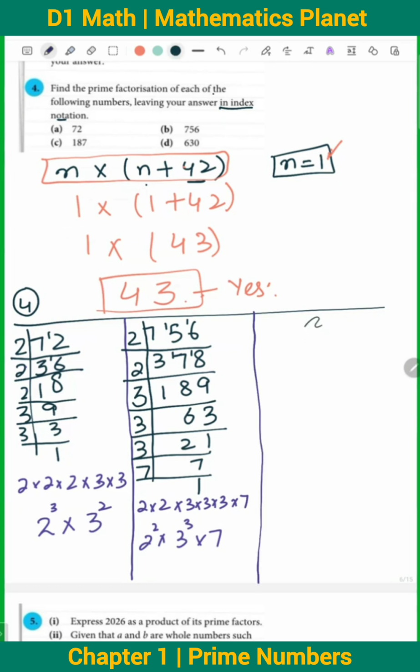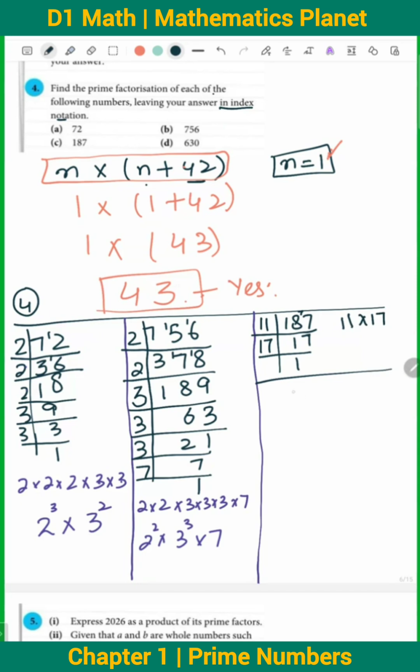Okay. Next question is 187. What about the factors of 187? Should I start with 11? 11 times 1 is 11. I will carry 1. 11 times 7 is 77. And 17 times 1 is 17. So the prime factorization is 11 times 17.